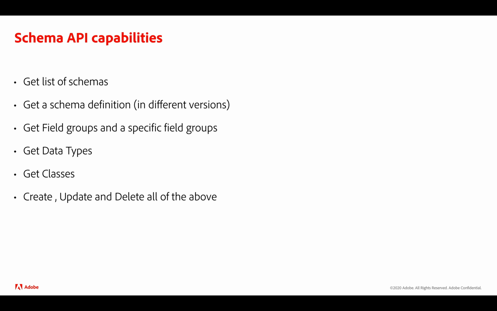There are several use cases to use the API for schema. One is to get the list of all the schemas, and get the schema definition in different versions. We're going to see that later. Get field groups and specific field groups that are associated to schemas. Get data types, get classes, and if you want to create, update, or delete all of the above in a more scalable way, you will need the API capability.